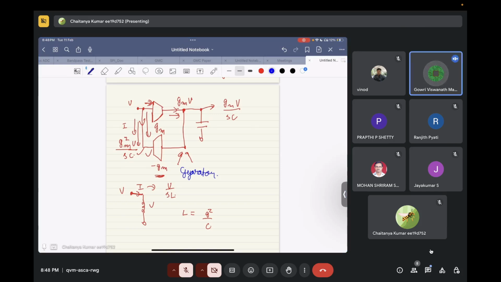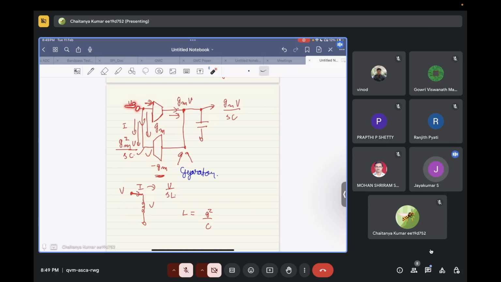So can you explain the last part? Which part? Till what point did you understand this? Sir, the input is GM by GM V by SC. How did you get that? Sorry, the input to the second transconductor is GMV by SC. But here it's V only, right? Now, how did you get that, sir?